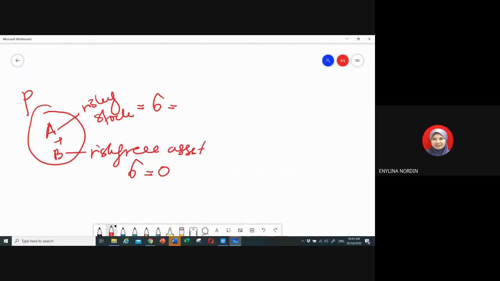Let's say stock A tadi standard deviation adalah 25.7% atau 8%. So A is more risky lah and B is zero risk, tak ada risk langsung. So sometimes investors want to combine with the risk-free asset.